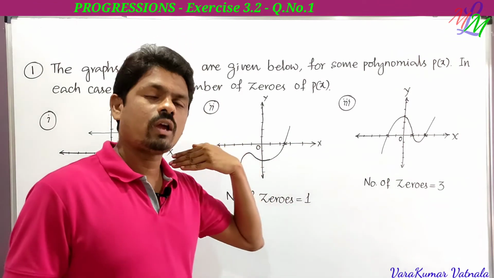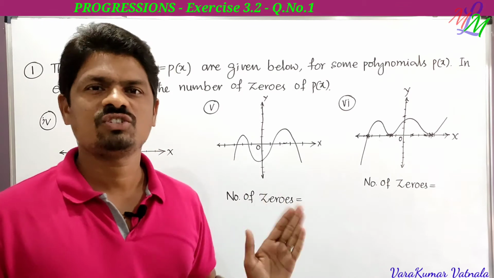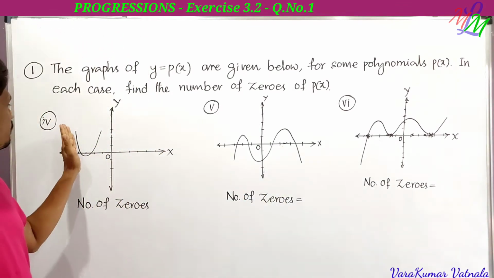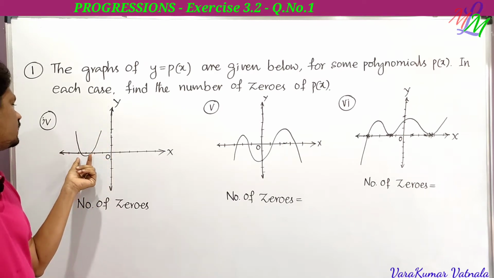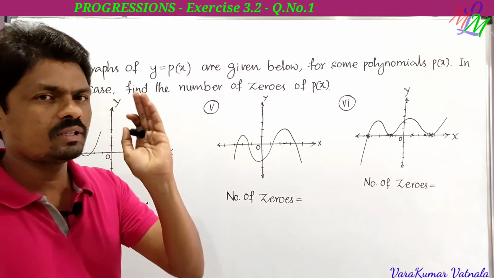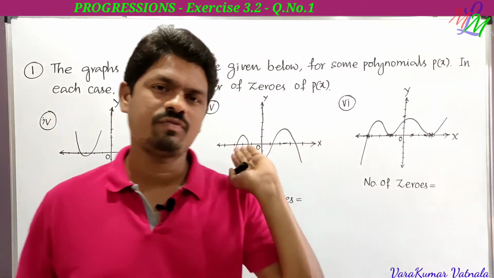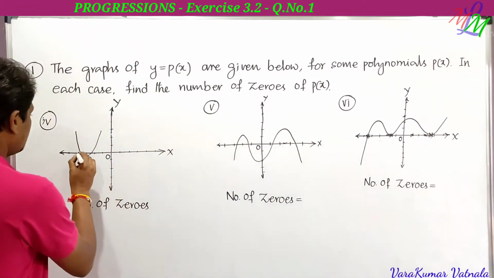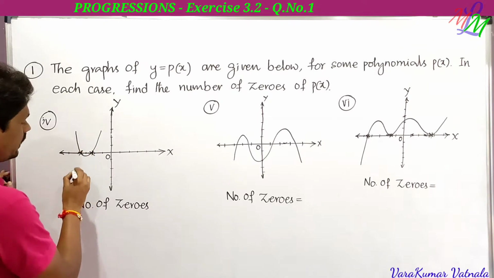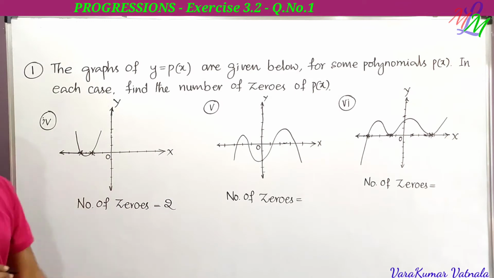So next we have 3 more. We have 3 more graphs in the first question. See here, this is the fourth one. Again the parabola is intersecting the x-axis at 2 distinct points. So depending upon the points of intersection with the x-axis, we can decide the number of zeros of a polynomial. So here the curve is intersecting the x-axis at 2 distinct points, so the number of zeros is equal to 2. This is the fourth one.